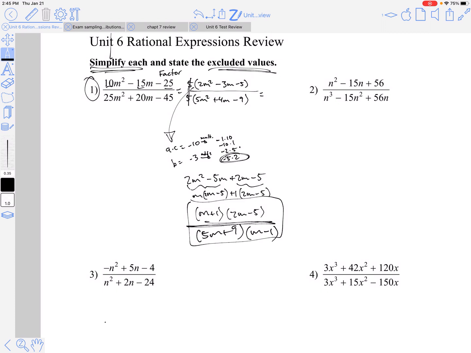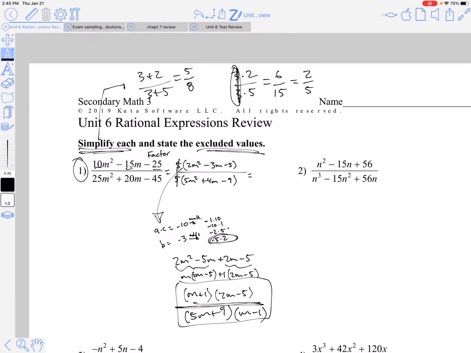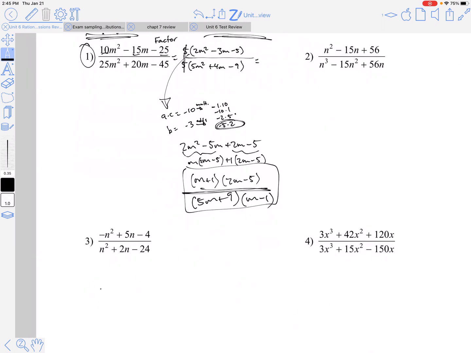Okay, so now I got to look for my excluded values. So excluded values means that x cannot become a number that won't work, basically. And the denominator can never become 0 because you can't divide by 0. If you don't believe me, ask Siri to divide by 0. All right, so your denominator can never become 0. So we canceled out this 5 that was in the original denominator, but 5 will never become 0 on its own, so we don't have to worry about that.